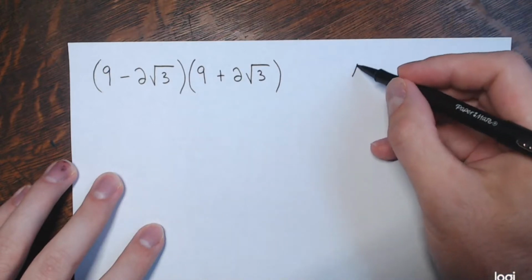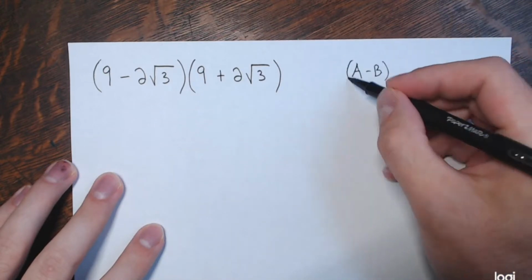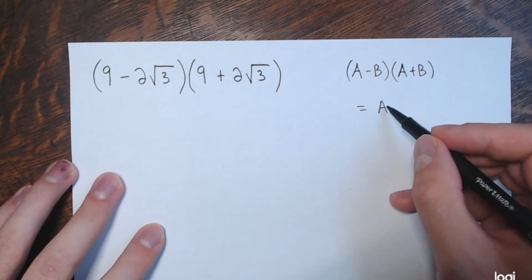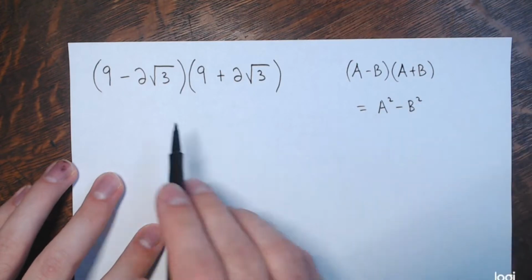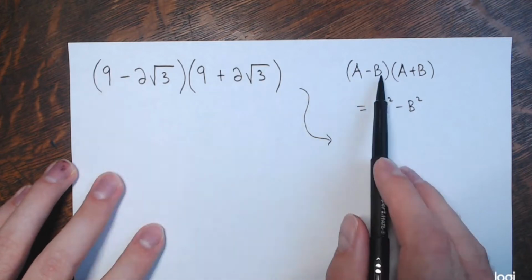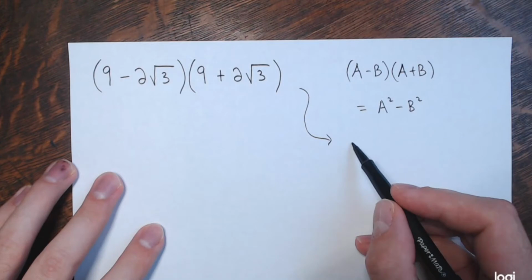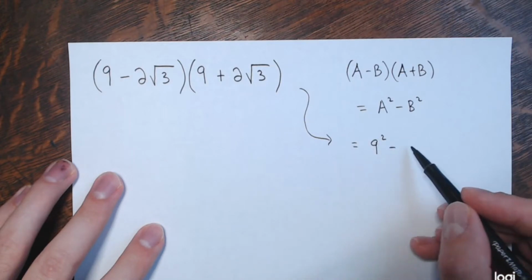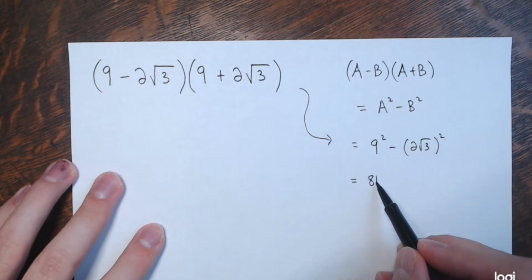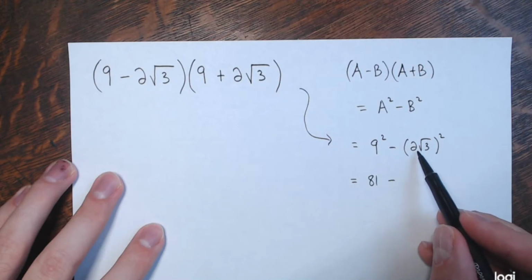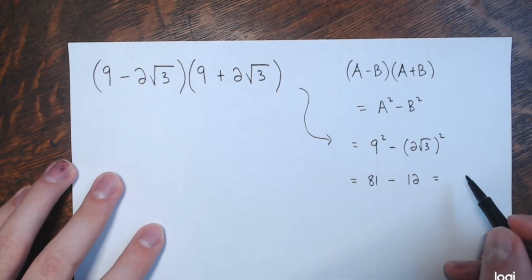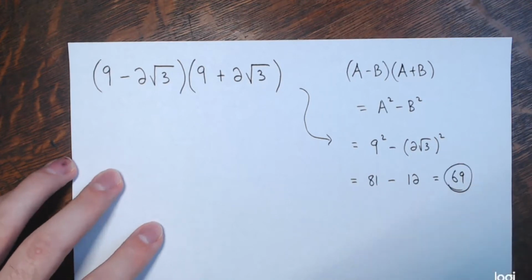Now you may recall this. If you take a minus b times a plus b, you're getting a difference of squares, a squared minus b squared. So you could use that little formula. A here is the 9, and b here is the 2 times the square root of 3. So I'd end up with 9 squared minus 2 times the square root of 3 squared. 9 squared is 81, minus, and then squaring this, you'd have 4 times the square root of 9. You'd have 4 times 3, which is 12. Then 81 minus 12 is 69. Alright, this should end up being 69.